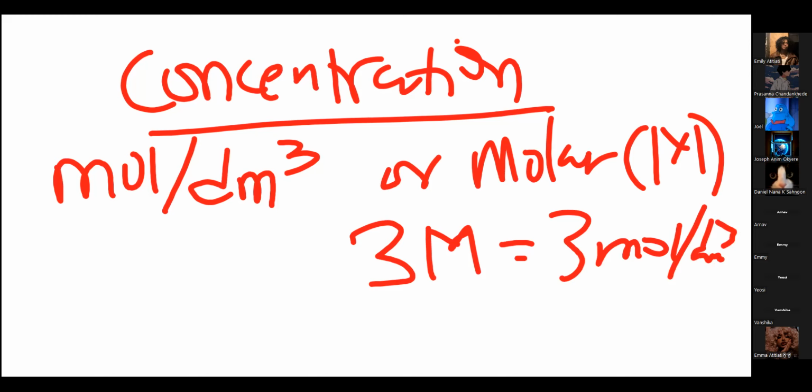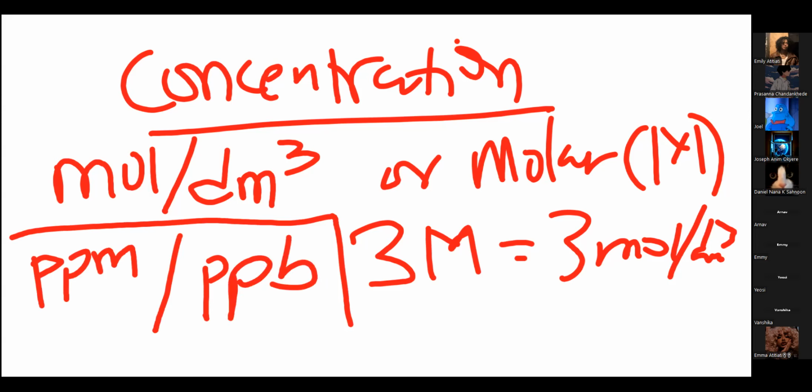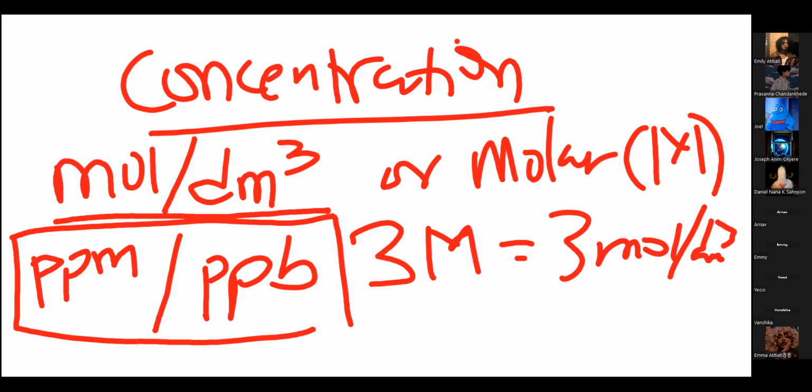So please, concentration can also be measured in ppm, parts per million, or ppb, parts per billion, but it's not at your level. I think when you go to A level, you start doing ppm and ppb. So we just do mole per dm cube or big M. Okay. Any question up to this point? Anybody? We are still doing the units.